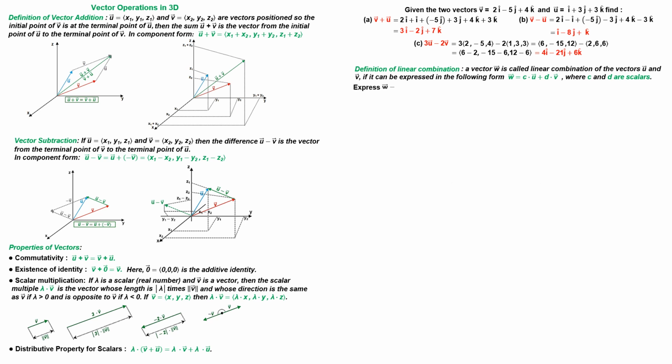Let's start with an example by using vectors in two-dimensional space. Express w as a linear combination and then sketch w. We must find r and s such that r times u plus s times v equals vector w. We now use scalar multiplication and vector addition.